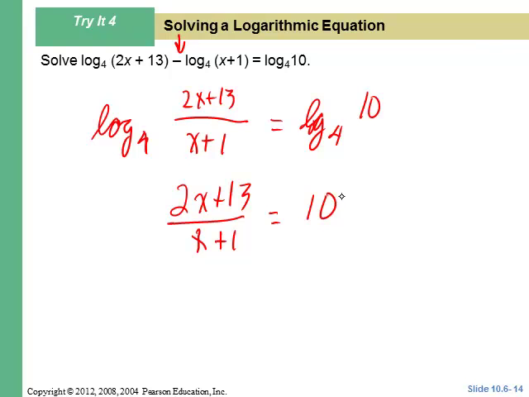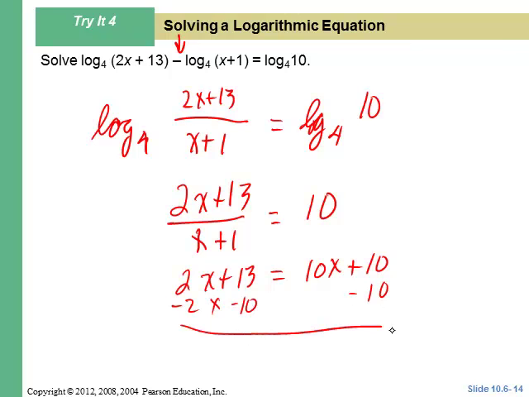Multiply both sides by x plus 1. You have 2x plus 13 equals 10x plus 10. Subtract 2x from both sides and subtract 10 from both sides. You get 8x is 3, so x is 3/8.